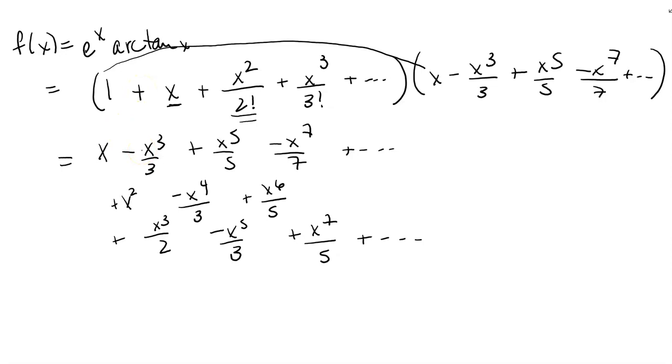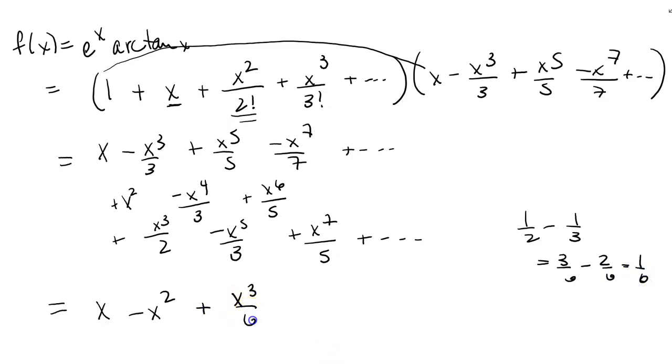So you just kind of need to go out enough to where you've gotten the first 3 powers here. So I've got x squared, and x cubed, and that's all I really need, so I don't need to go any further. So I would have an x, I would have minus x squared, and then I'm noticing that I've got minus x cubed over 3 plus x cubed over 2. So 1/2 minus 1/3 is, of course, 3/6 minus 2/6, which is 1/6. So then I would have plus x cubed over 6.